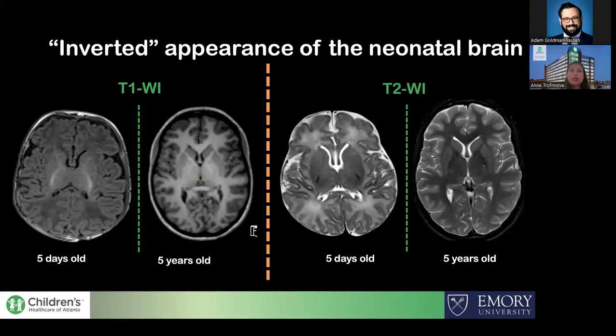One thing I also wanted to quickly mention on this slide is that despite this inverted appearance in the signal characteristics of the white matter and gray matter, an important fact is that we should always still be able to see gray-white matter differentiation in the neonatal brain, as well as preservation of all CSF spaces like cerebral sulci and ventricles. That still should be visible on all sequences.